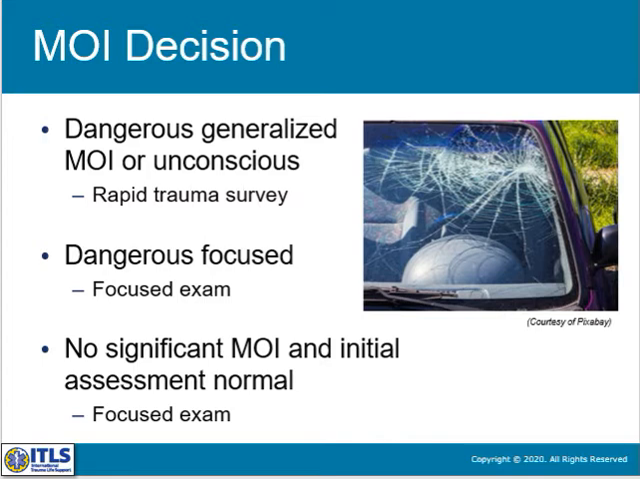So if there is a relatively bad mechanism of injury, you're going to move directly to your rapid trauma survey. If it's dangerous, but no significant injury, then we just move to a focused, unless there's a need or a change to move to a rapid trauma survey. If no significant life injury is noted, perform initial assessment and then go to your focused.